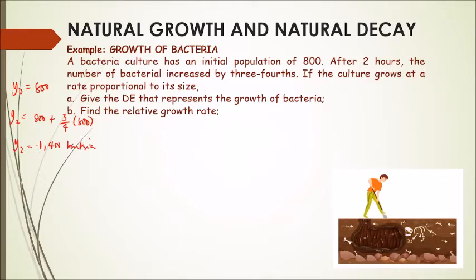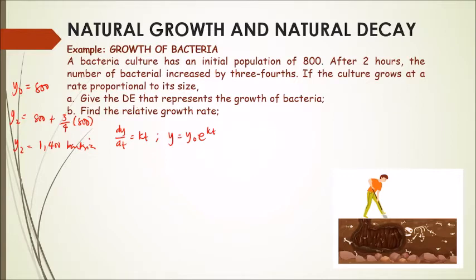Now, if the culture grows at a rate proportional to its size, so this is the formula from earlier, no? We have dy over dt equal to ky, and the particular solution is y equal to y sub 0 e to the kt. We have this because we are given an initial value. So, this is the one we will use a lot.